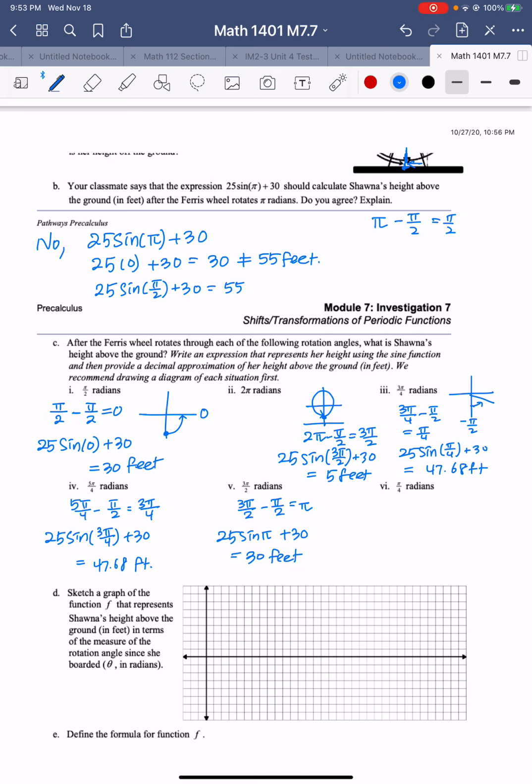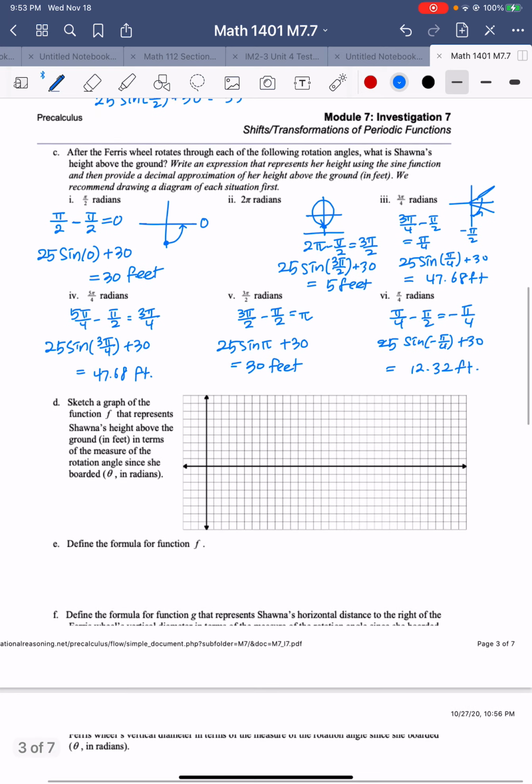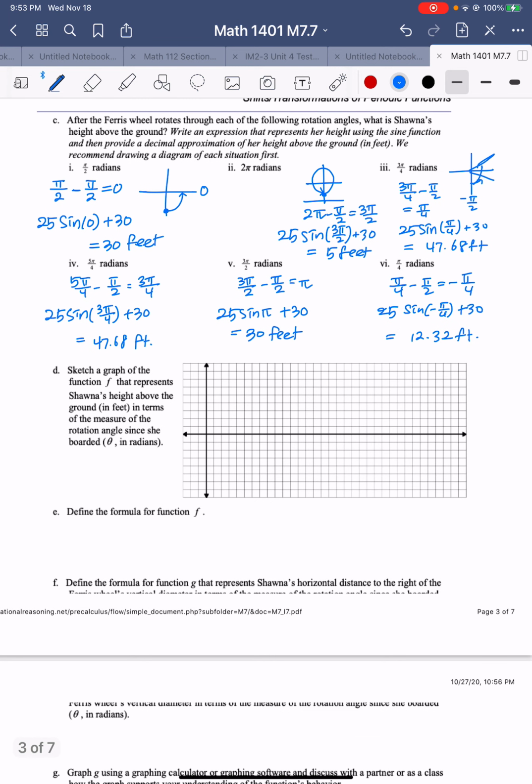Now pi over 4. So pi over 4, subtract pi over 2, so she's at negative pi over 4. Okay, actually 3 pi over 4 radians, oh no, she needs to go to this place. Sorry about that. And then you got 25 sine negative pi over 4 plus 30, which is going to be 12.32 feet.